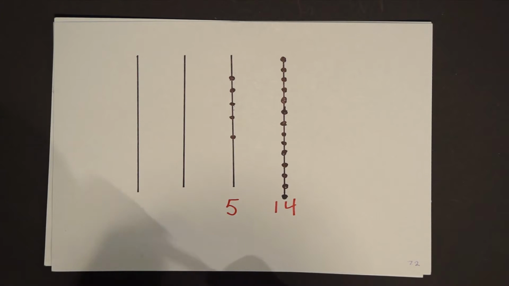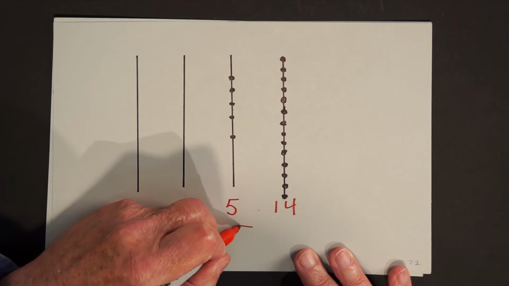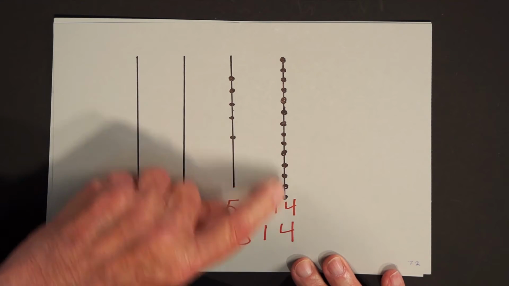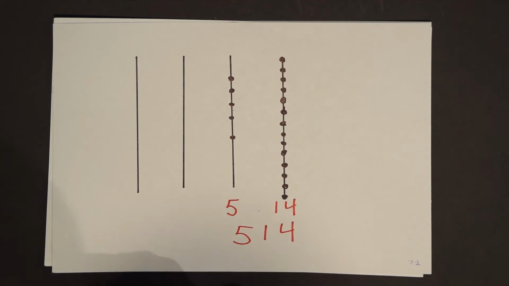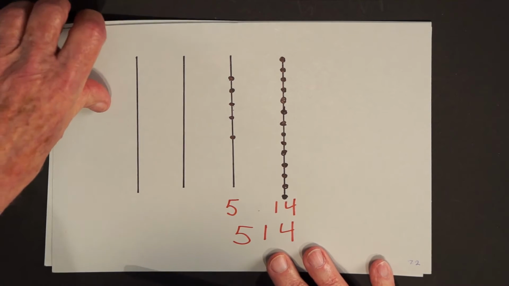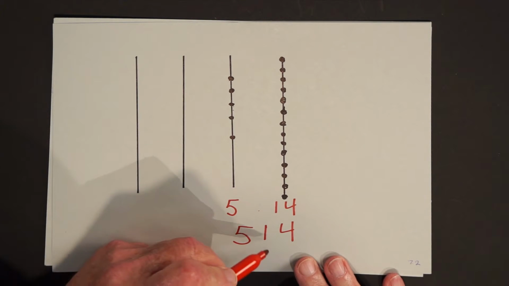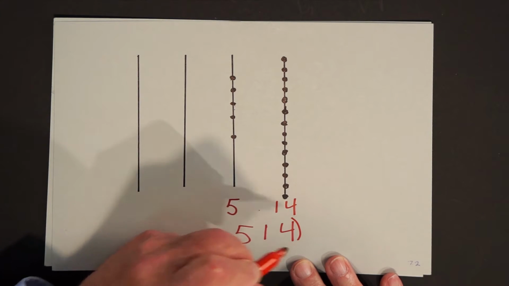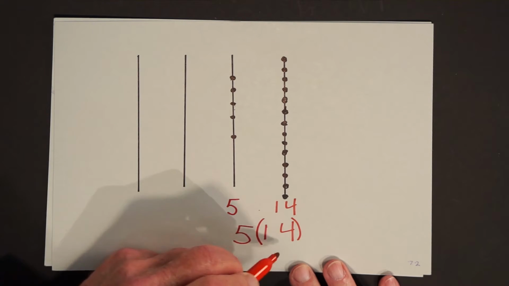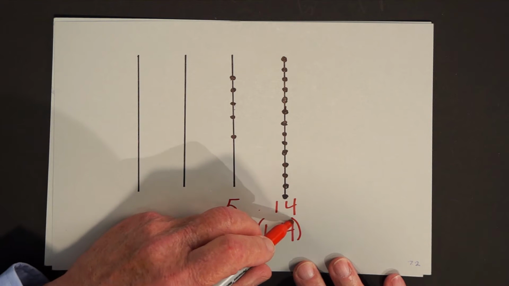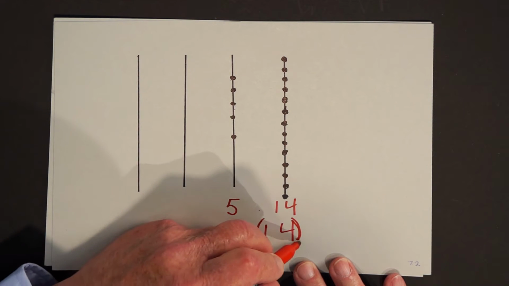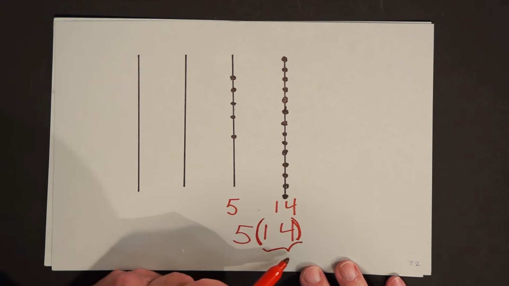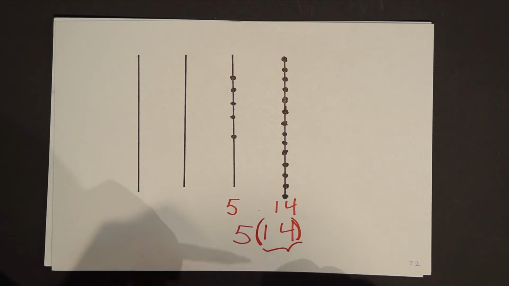You see, when I leave out the denominations, this can be very confusing. In other words, looking at this, is this really 514, or is it 5 tens and 14 ones? And if I wanted to tell you that it was 5 tens and 14 ones, I would have to put the 1 and the 4 in parentheses, because everything in parentheses is treated as one number, and we would see this as 14 ones and 5 tens.